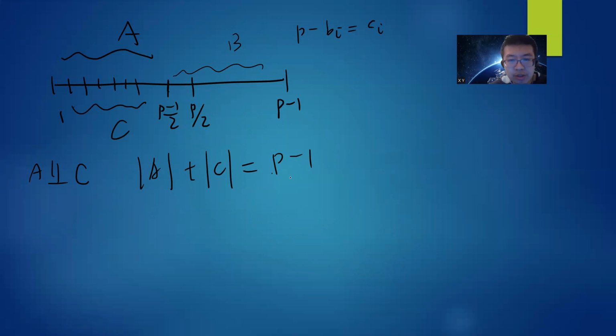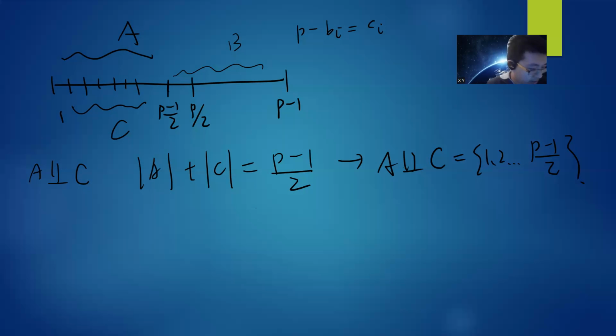Oh, sorry, I just got a total of (p minus 1) divided by 2 numbers. So what does this mean? The A union C will just be 1, 2, up to (p minus 1) divided by 2, right? Exactly. And they're all distinct, right? So A union C is just a set of these. Okay, so this basically finishes the proof, right?